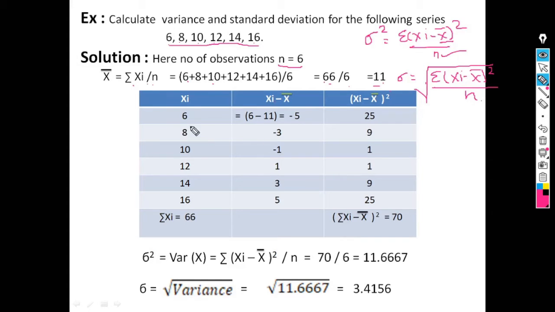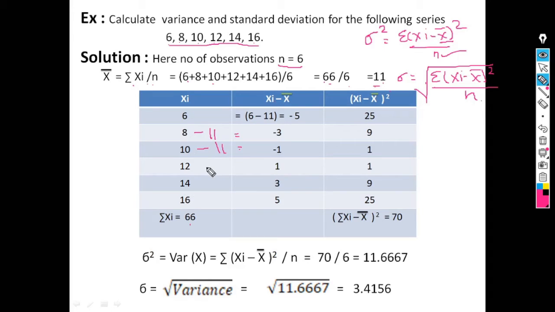So in first column we write the observations as they are, 6, 8, 10, 12, 14 and 16, and the sum is 66. Now second column is each xi minus x bar. Our x bar is 11. So first one, 6 minus 11, it is minus 5. Similarly 8 minus 11 is equal to minus 3. Next 10 minus 11 is equal to minus 1.